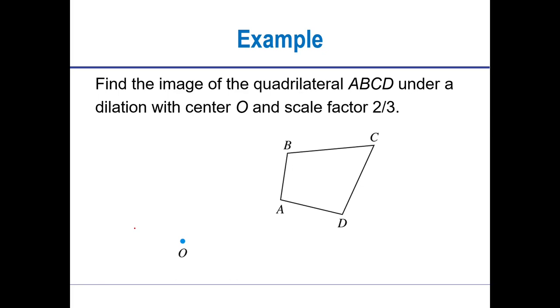I want to find the image of the quadrilateral ABCD under a dilation with center O and scale factor of 2/3. I will start by connecting the point O with each of the vertices of the quadrilateral. We will connect O with B, O with A, O with D, and finally, O with C.